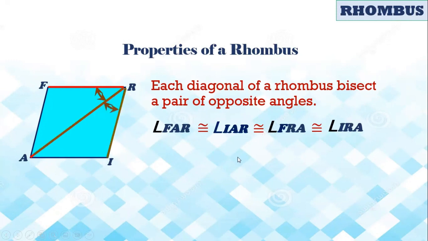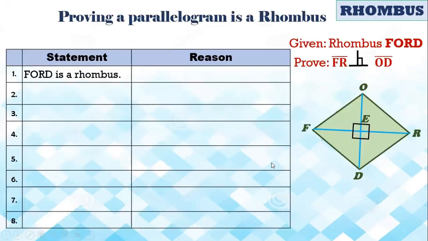All right, so we're done with the properties. Let us now try to prove some theorems that we have discussed to prove a parallelogram is a rhombus. Example number 1. Given rhombus FORD, prove that diagonal FR is perpendicular to diagonal OD. Okay, of course, the first statement is that FORD is a rhombus, given.